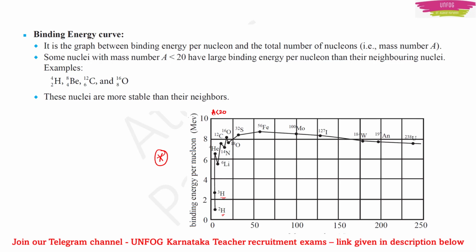Okay. And of course, the graph will reveal many things. That I will tell you. Only one thing which I wanted to tell you is that these examples are the nuclei which are more stable than their neighbors. Okay, why? Because of this binding energy only. That binding energy per nucleon, the fraction, will give you stability for that particular atom. Okay, that is the reason.